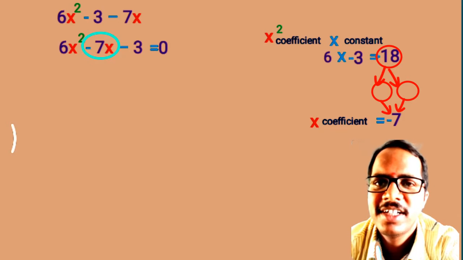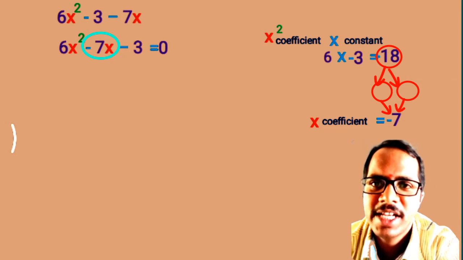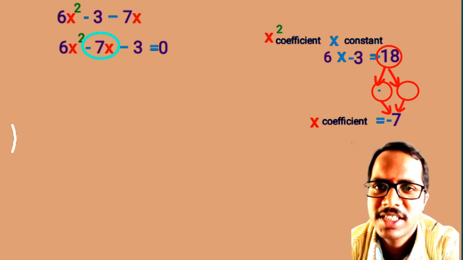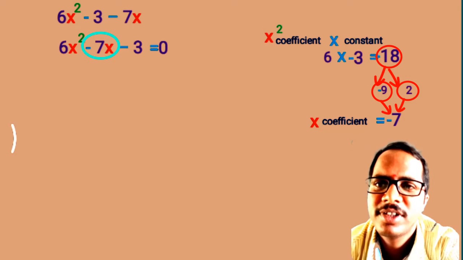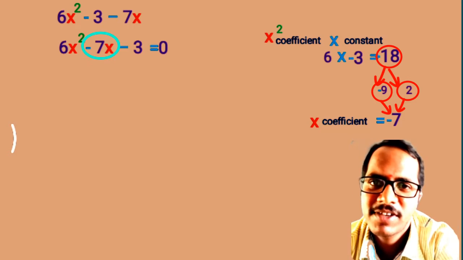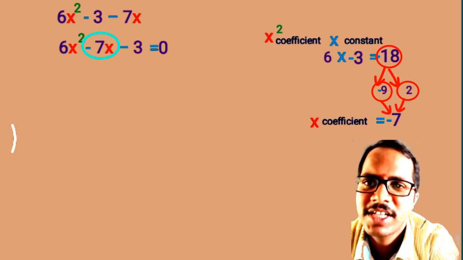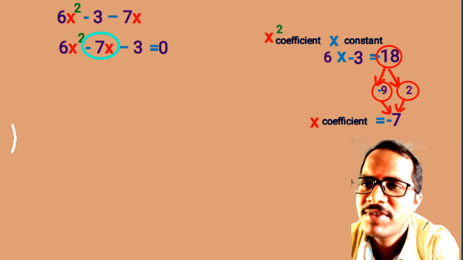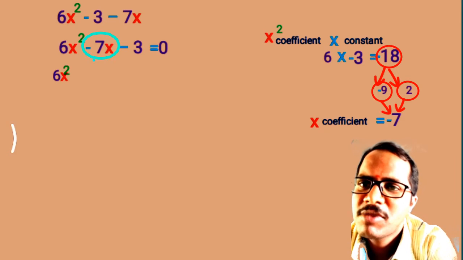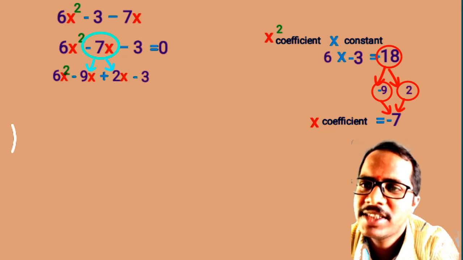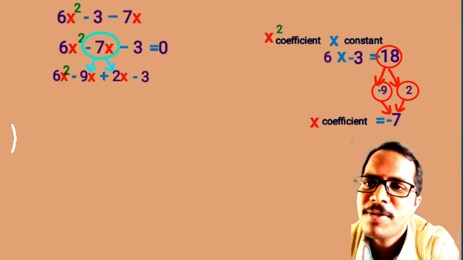Very good. The suitable pair of factors for minus 18 in this situation are minus 9 and 2. So by taking minus 9 and 2, we can split the middle term minus 7x. So let us split minus 7x using minus 9 and 2. By doing that, we get 6x square minus 9x plus 2x minus 3 equals 0.